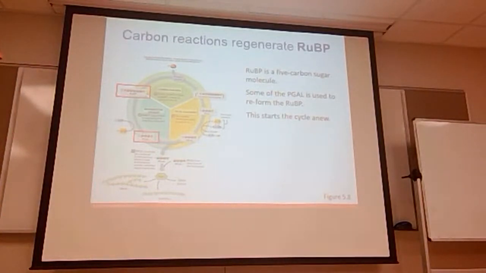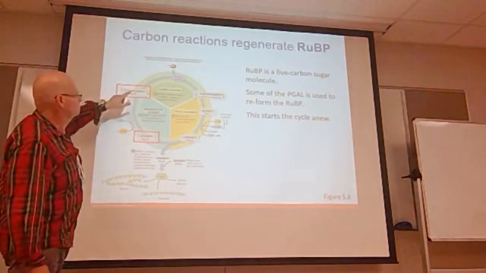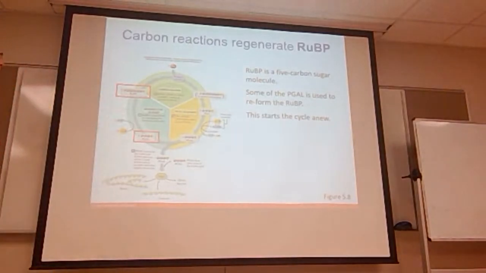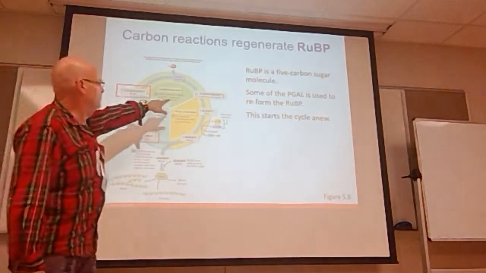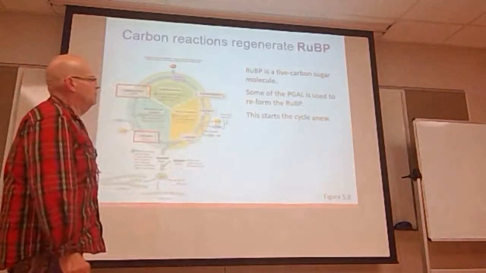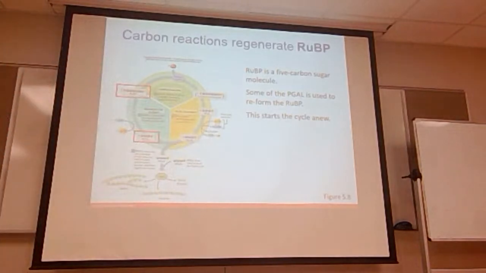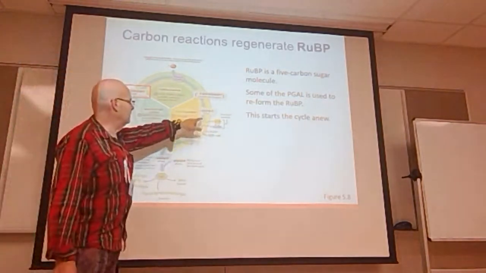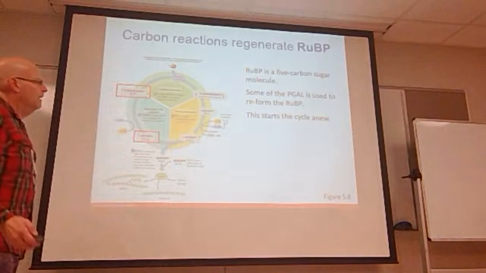RuBP is a 5-carbon sugar molecule. Here, you get one more carbon from the carbon dioxide, and you wind up with the 6-carbon sugar. Again, the 6-carbon sugar is not very stable, and it wants to break apart very easily, and it does. It breaks apart into 2 3-carbon items. You see a 3-carbon here, 3-carbon there.